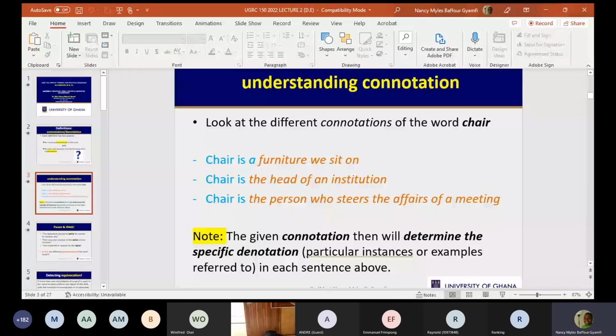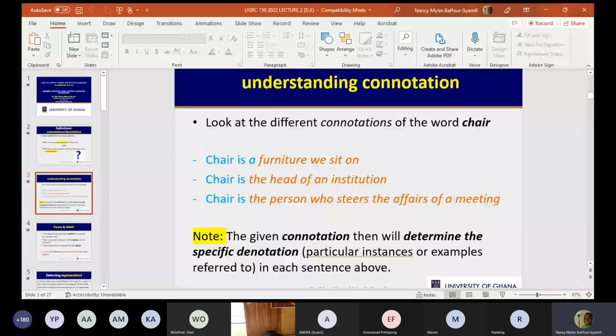So if I define chair as the furniture we sit on, then the physical chair, the blue one, the square-shaped one, the one that has three legs, the one that is a sofa chair, those are the particular denotations of chair. If by chair, you mean furniture that we sit on. If I change the connotation to what? Chair as what?